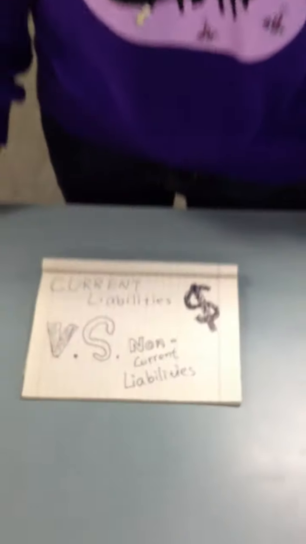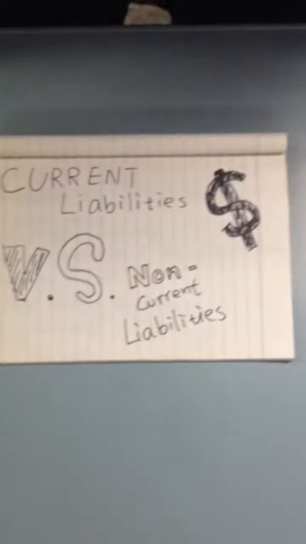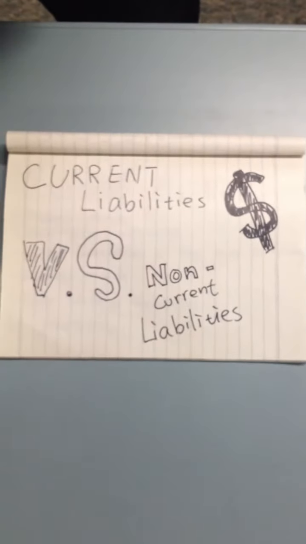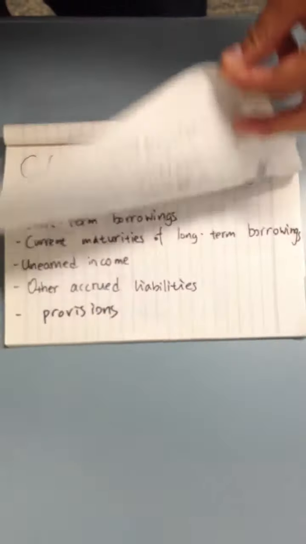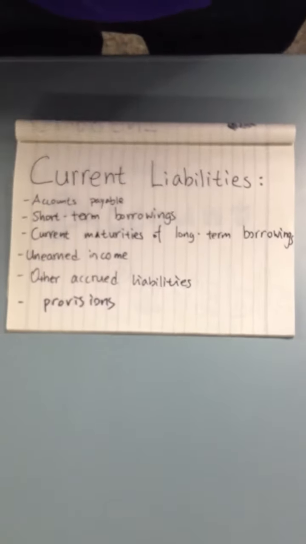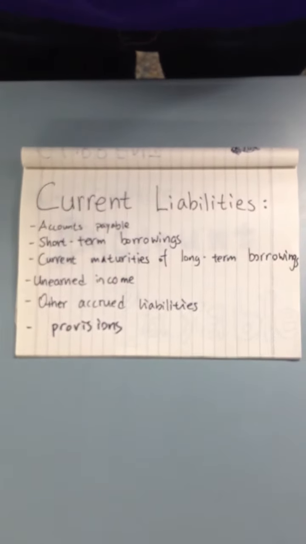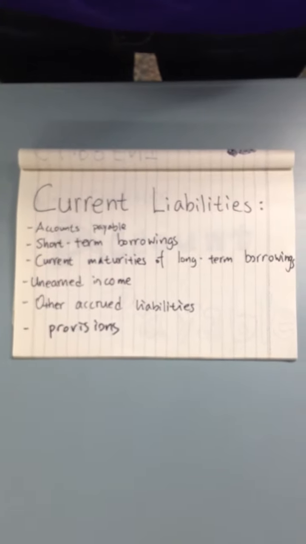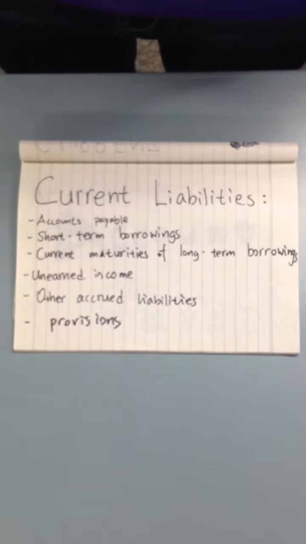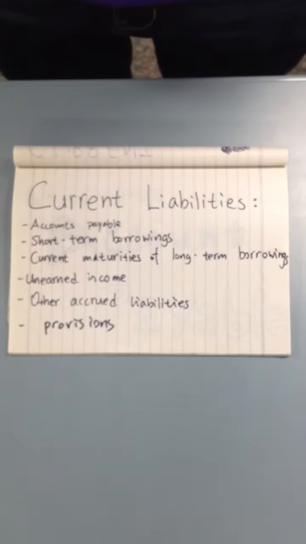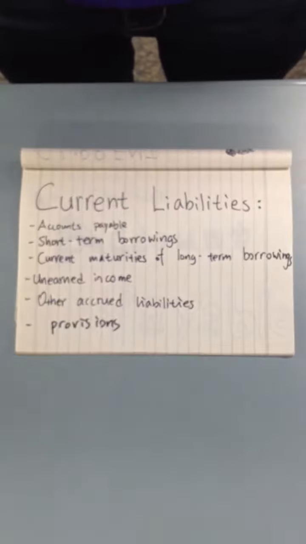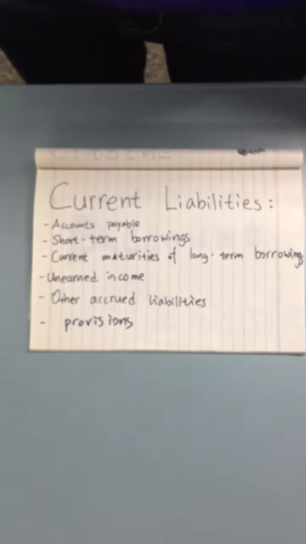The books. This is the current liabilities and non-current liabilities. First, let's talk about the current liabilities. Normally, current liabilities are presented as follows: accounts payable, short-term borrowing, unearned income, and other accrued liabilities and provisions.